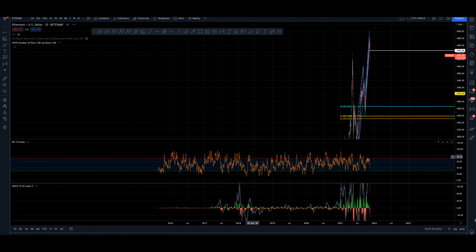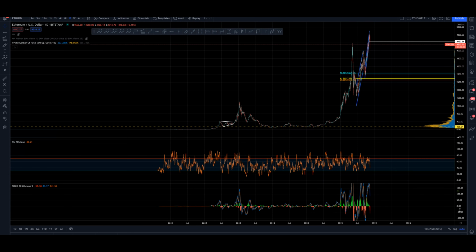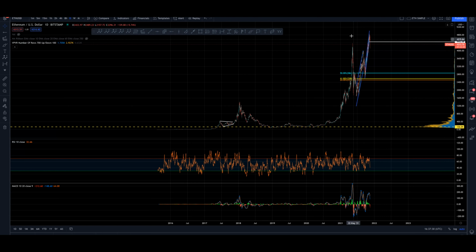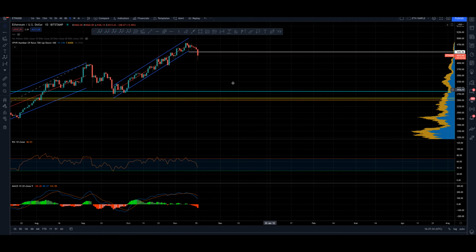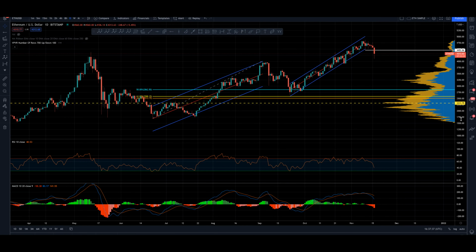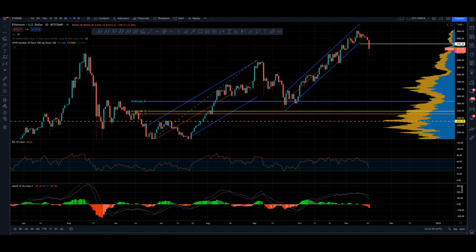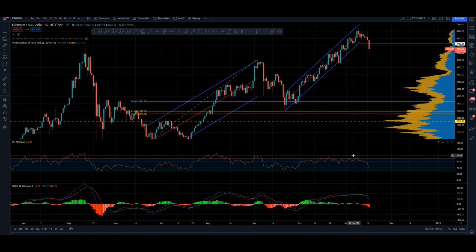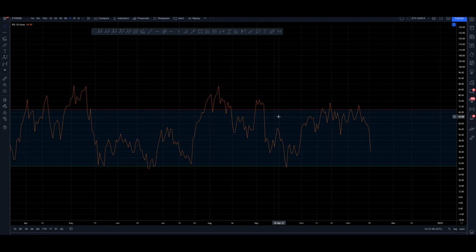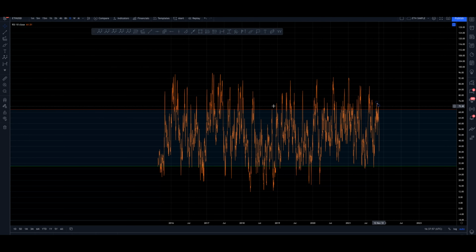Let's come out to the daily for the moment. Let's zoom into this lot over here. Alright, I'm just trying to see if there was any significant divergence over these last 2 highs. There was divergence here between these 2 highs.